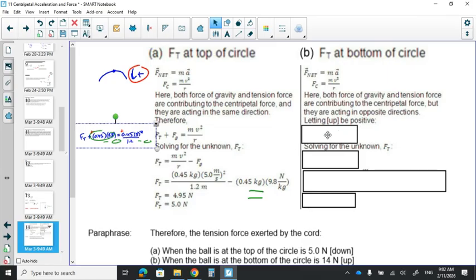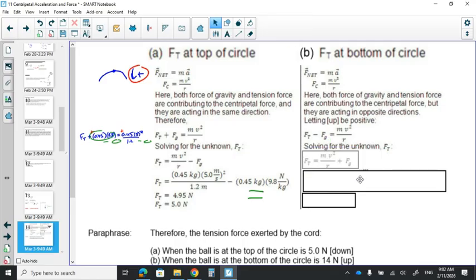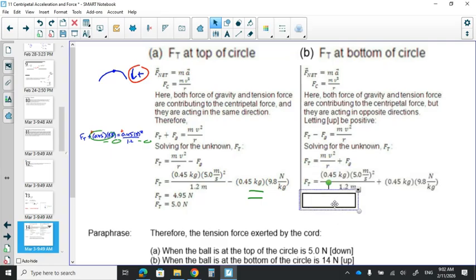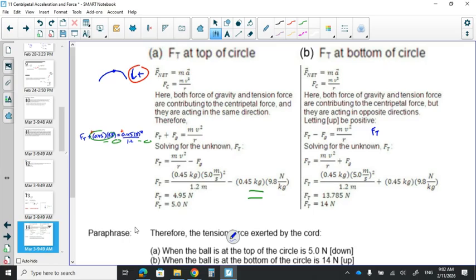At the bottom, similar stuff. I'll just go with their version here. Actually, I don't like that minus being in there like that. But yeah, it would be a minus with the numbers in it, right? So you'd have your mg, and you'd have the 9.8 in as a negative. So we've got Ft, and we have plus the gravity force, the 0.45 times that negative 9.8.